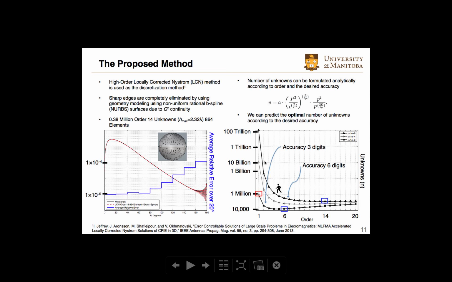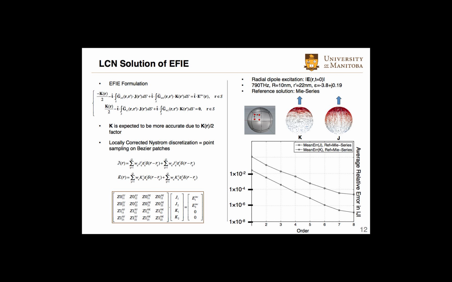So higher order methods are very efficient, especially when you need higher accuracy. If you discretize the dielectric integral equation using EFIE, you can formulate LCN to solve for plasmonic nanostructures. You can see here that with the same example that we had before, we can have solutions up to 6 and 7 digits of precision.